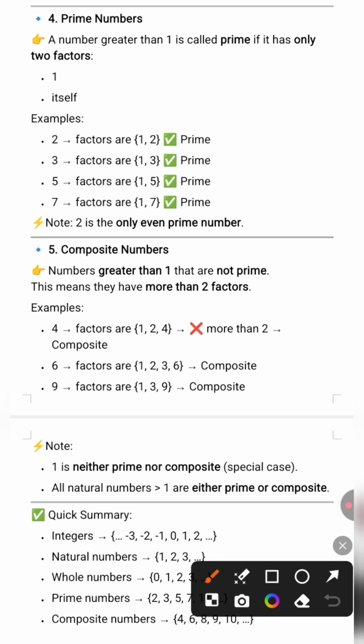Now, more facts about primes. 0 and 1 are not prime numbers. 2 is the only even prime number, and below 125 there are 30 prime numbers.